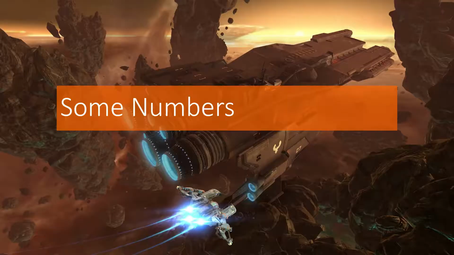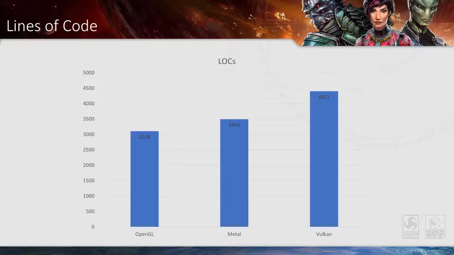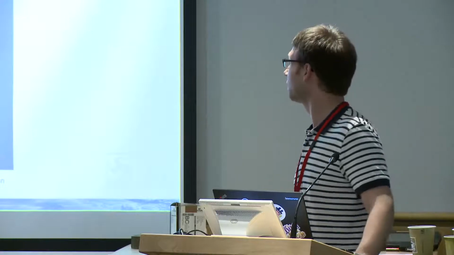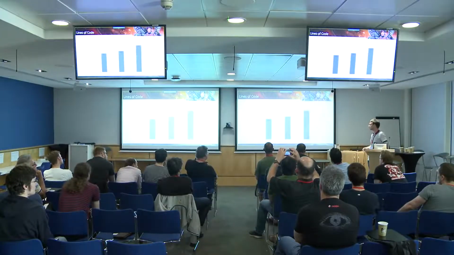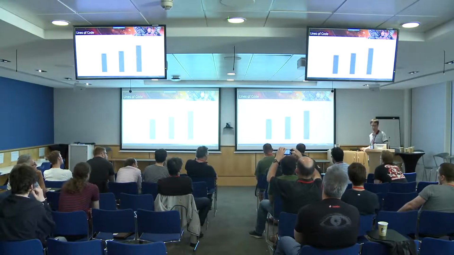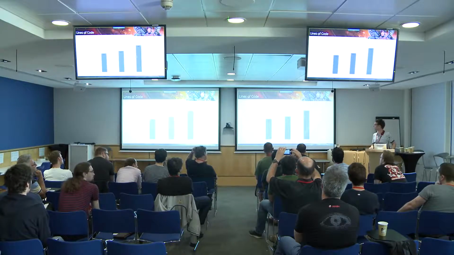Okay, so to conclude this talk, I've brought some numbers. First, about how many lines of code it actually took us to implement all the renderers. For OpenGL, which was also our first renderer, it's 3,100 lines of code. Then we have our Metal renderer at 3,400 lines. And the Vulkan renderer is a bit higher at 4,400. So if you compare OpenGL and Vulkan, it's basically an increase of 40% in lines of code.